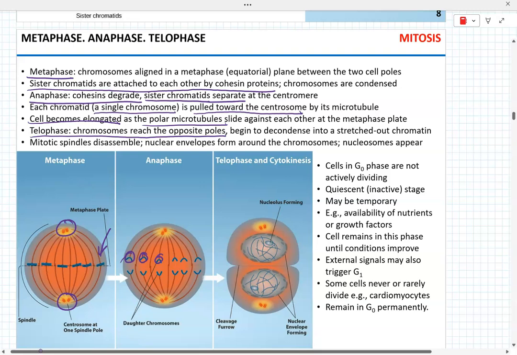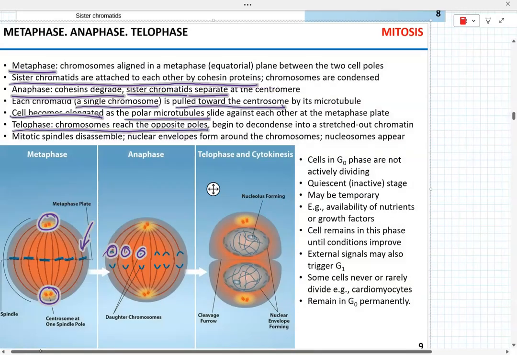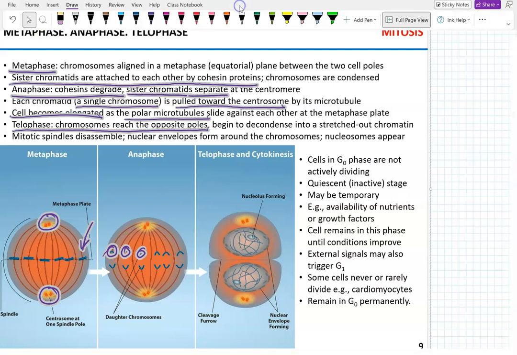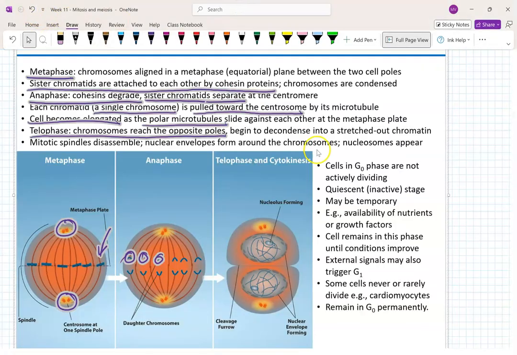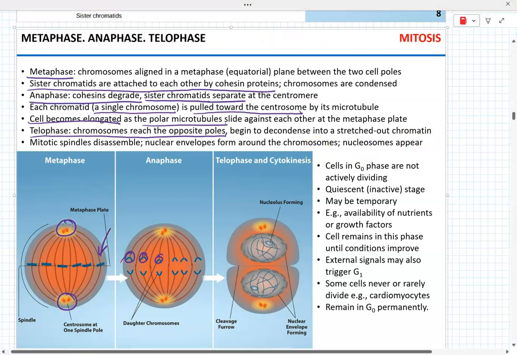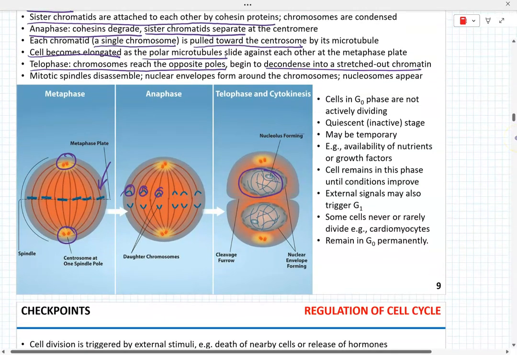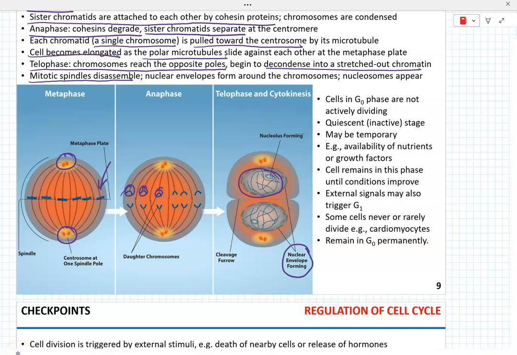So in telophase, you can see that chromosomes are at the opposite poles of the cell, and they start to decondense into chromatin. Microtubules that form mitotic spindle disassemble, and nuclear envelope starts to form around the chromosomes. Nucleosomes start to appear.